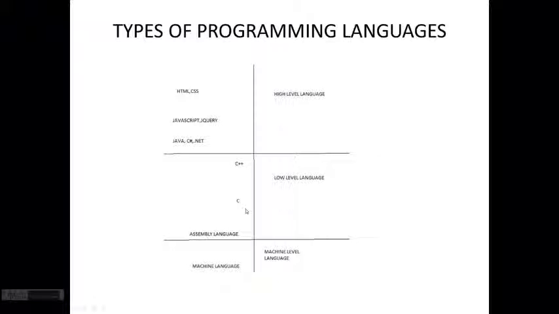But at a lower level, we are more dependent on the machine. We can control the machine aspects. We can control the hardware. We can control the registers, the CPU, everything. So most of the operating systems, even nowadays, are made in C or C++.